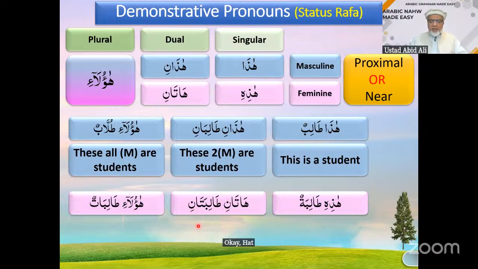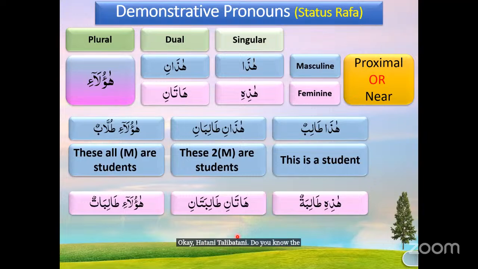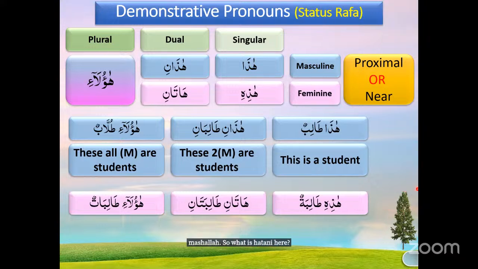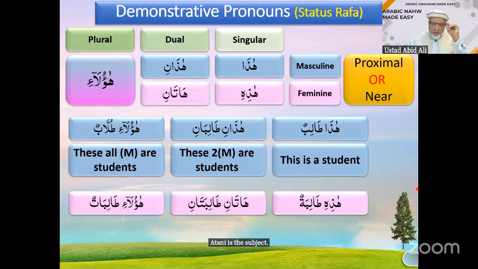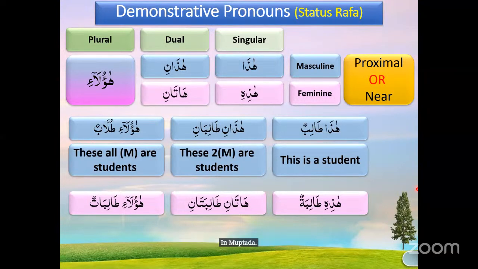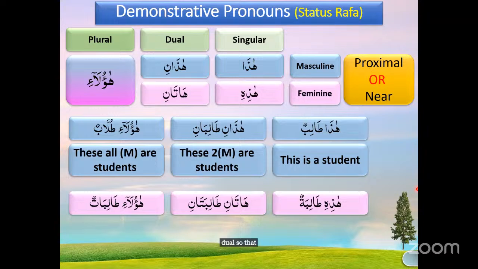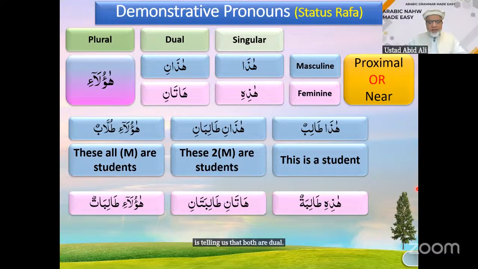Hatani talibatani. Do you know the translation of this? These two are female students. MashaAllah. So what is hatani here? Hatani is the subject. What do you call subject in Arabic? Mubtada. And talibatani is the khabar, which is called predicate. And both are dual, so that is why in hatani and talibatani the last sound is telling us that both are dual.